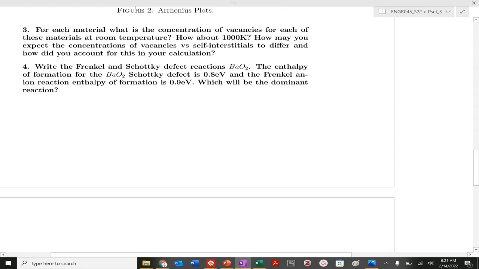Frenkel and Schottky defect reactions: enthalpy of formation is this, Frenkel is this. Which one will be dominant? The Schottky defect will be dominant because it has the lower enthalpy of formation. So let's write out all the reactions.